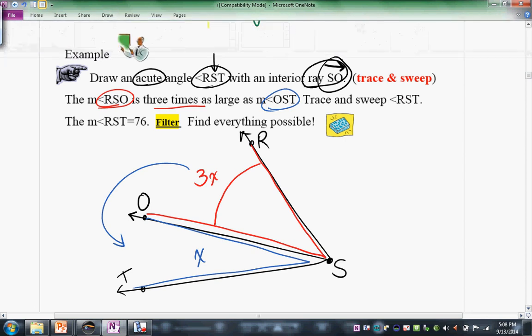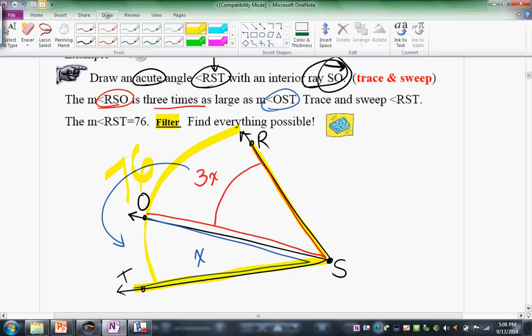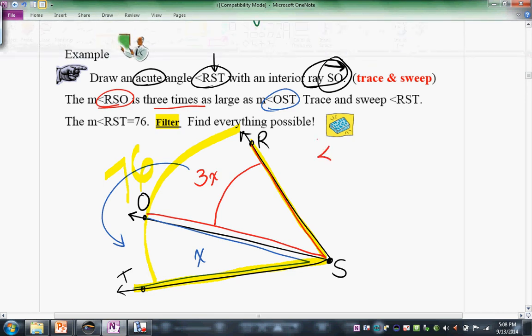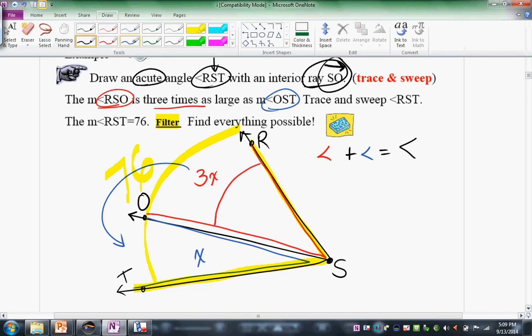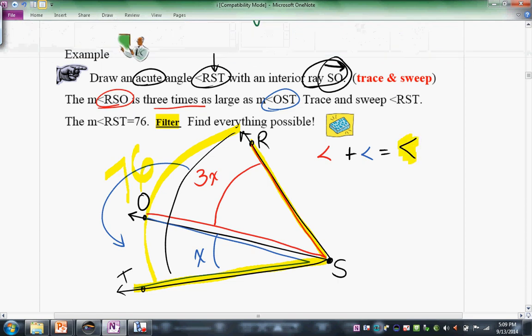We want to trace and sweep RST. So here's RST, trace and sweep. And we're told that RST is 76 degrees. We're going to find everything possible. Now let's look at what we have here. We have a little red angle, and if we were to add the blue angle, we'd end up with the larger angle, this one.